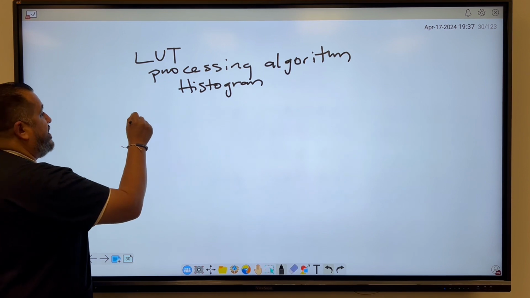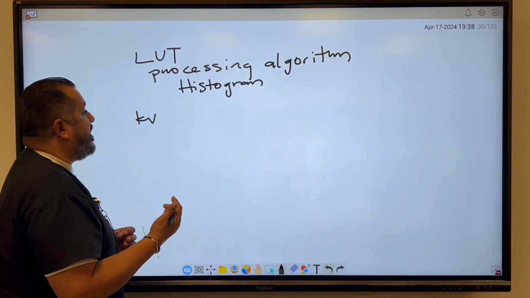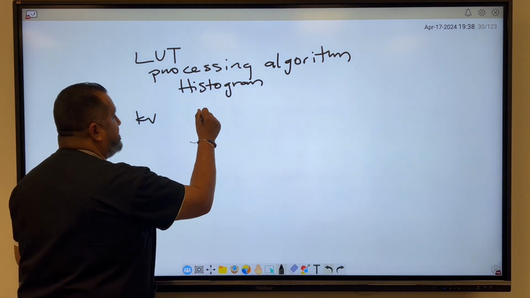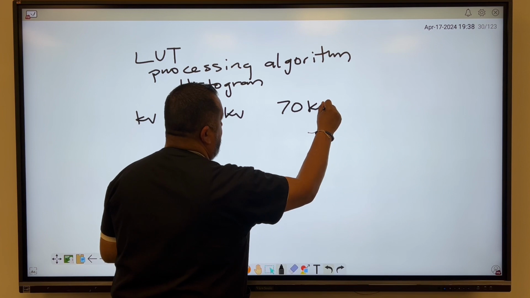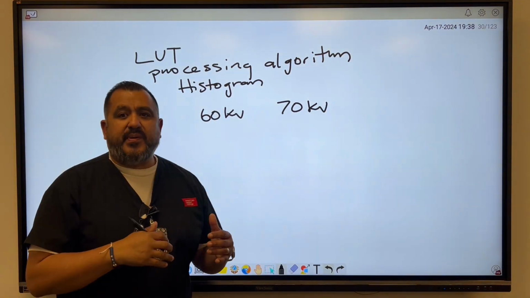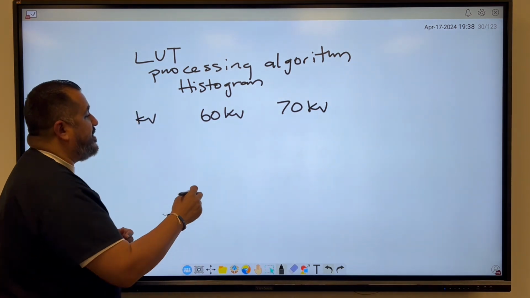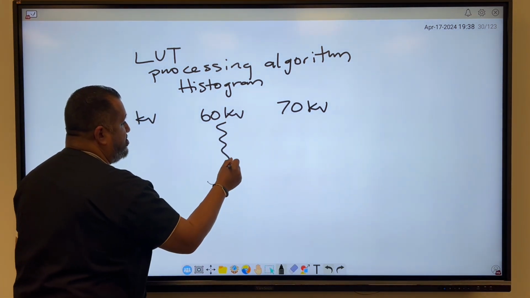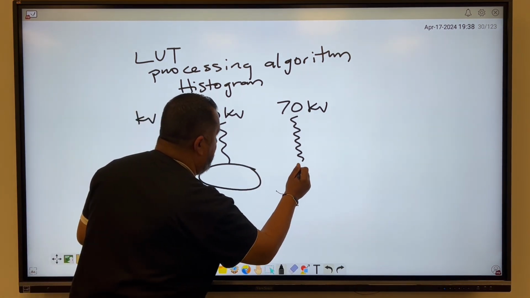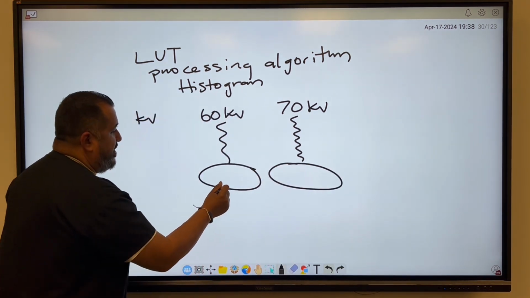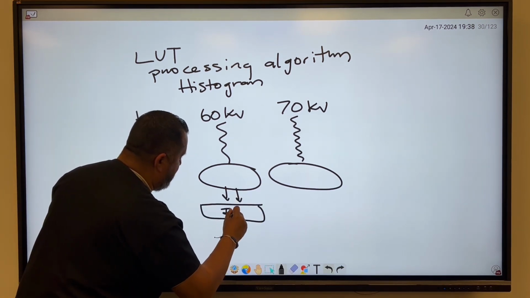But kVp is still going to influence contrast. So if you were to use, let's say, 60 kV, and over here you had 70 kV, you know kV controls the penetrating power of the X-ray, right? The penetrating ability of the X-ray comes from kVp. So the wavelength is going to change. Make that a shorter wavelength. So here, if this is your object, you're going to have, let's say, 2 X-rays go through, and it's going to hit the IR with 60 kV.